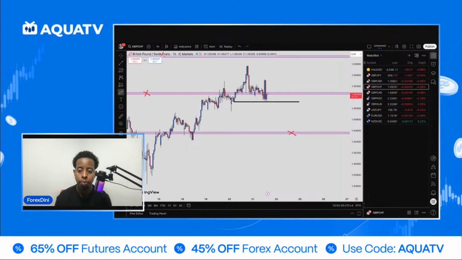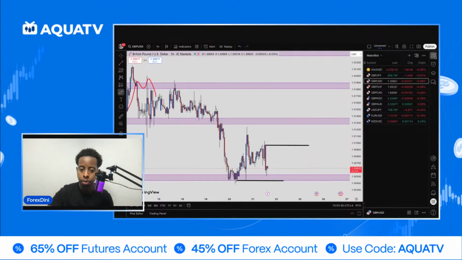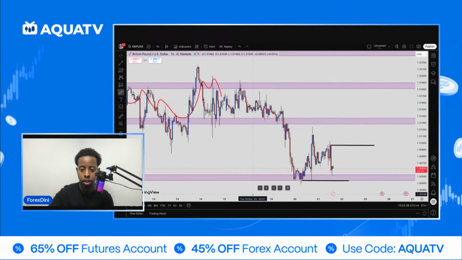GU short. Okay, let's have a look at GU. GU short would be nice if we get a break below. And again, this is not financial advice. This is just my opinion. If we get a break below 1.30436, I think we could start seeing GU push further towards the downside. That would be a good indication.